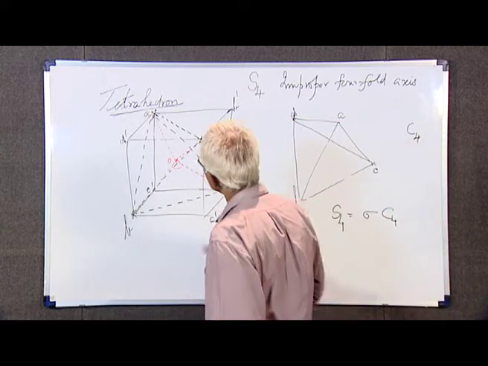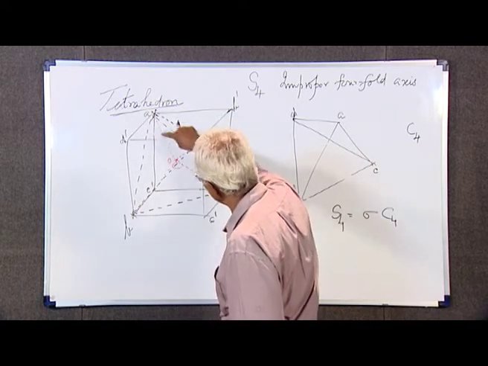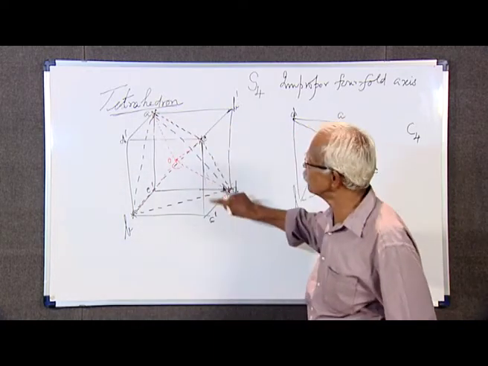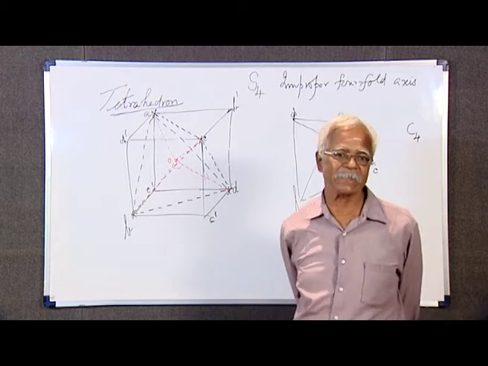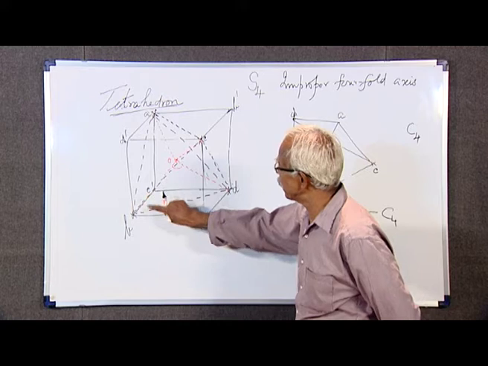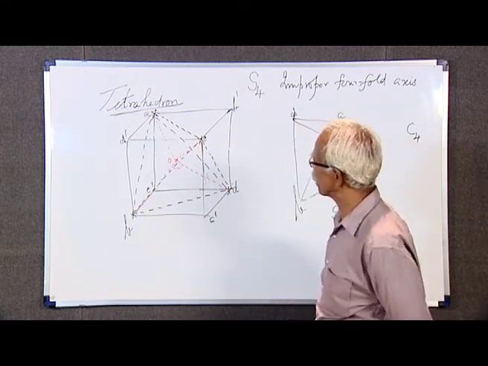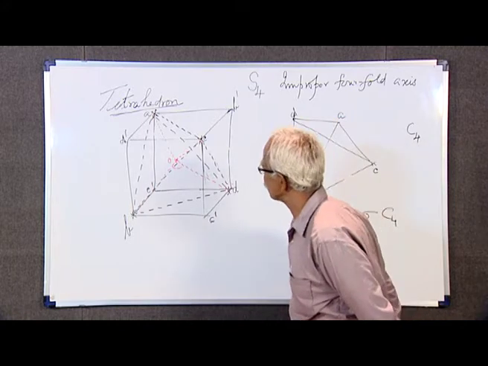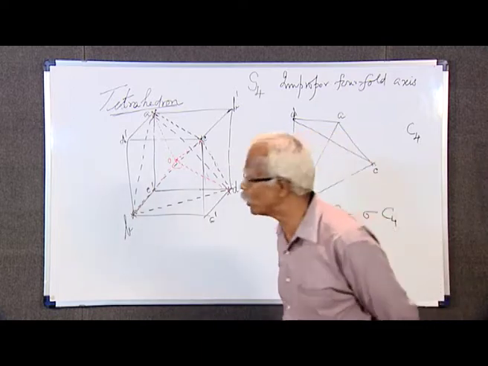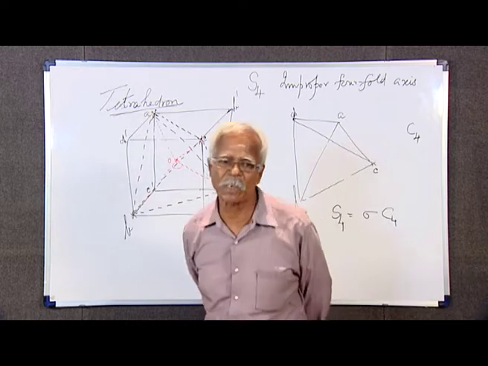Now, see, OA is half of A prime. So, evidently, OA is along one of the 4 body diagonals of the cube. Similarly, OB is half of B prime, so it is along the next body diagonal. Similarly, is OC and similarly is OD. In other words, OA, OB, OC, OD are along the 4 body diagonals of the cube.